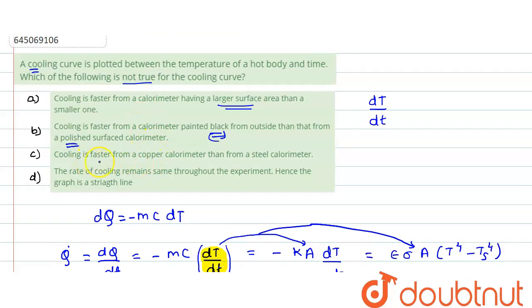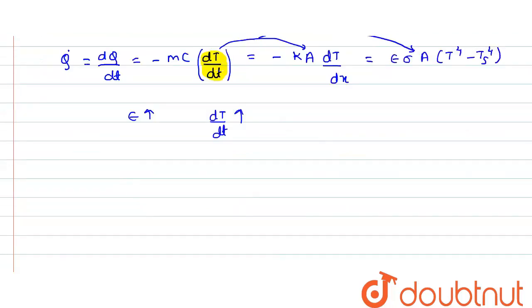Now, in the third case, cooling is faster from a copper calorimeter than from a steel calorimeter. First of all, we should know that specific heat capacity C for copper is less than C for steel. Now, from the first expression, the cooling rate dT divided by dt would be equal to minus Q dot divided by mc, if we put it to the other side.